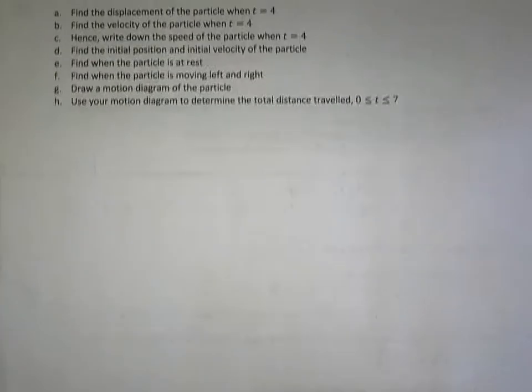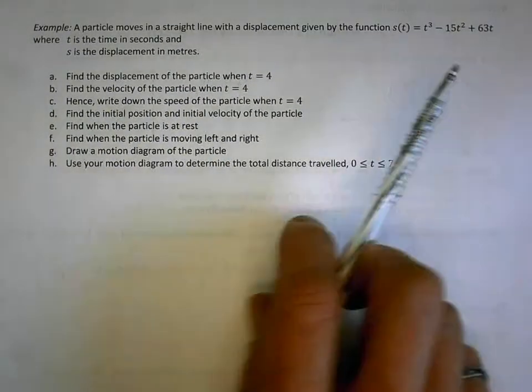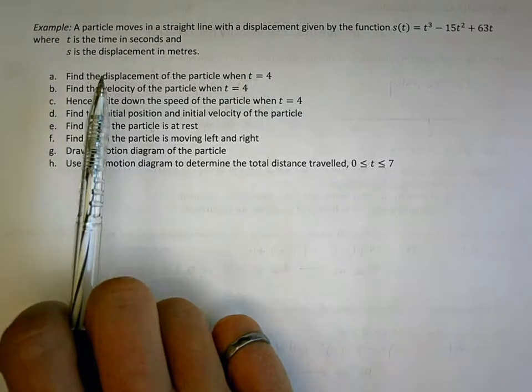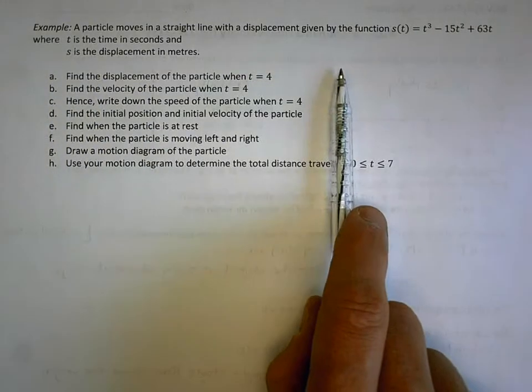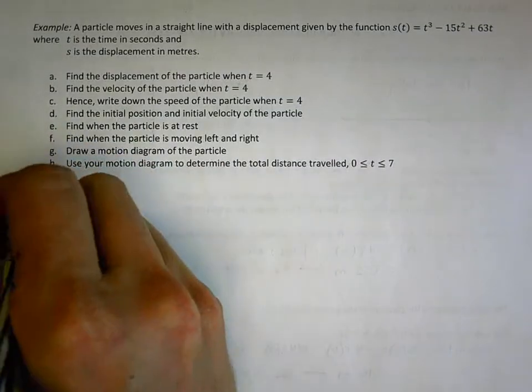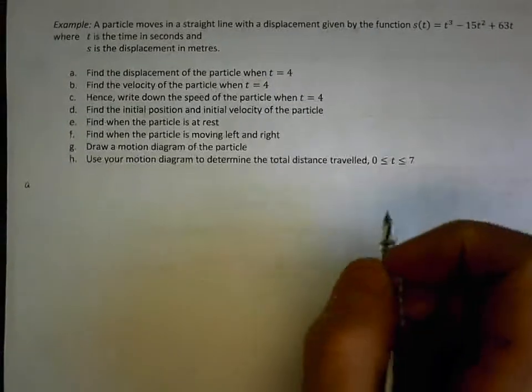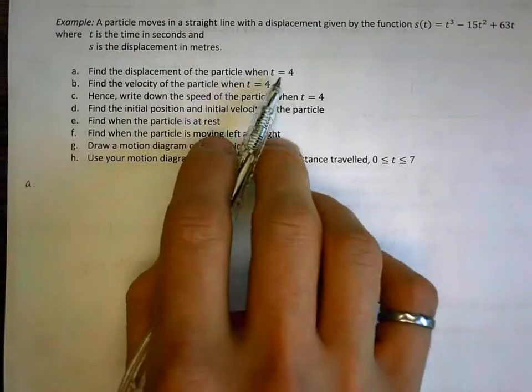Okay, a particle moves in a straight line with a displacement function given by this, where t is the time and s is the displacement. So imagine this particle moving left or right. We don't know, but it's moving somehow. Okay, part A. And usually these questions start off the same way and then they get more difficult. So find the displacement of the particle when t equals 4.